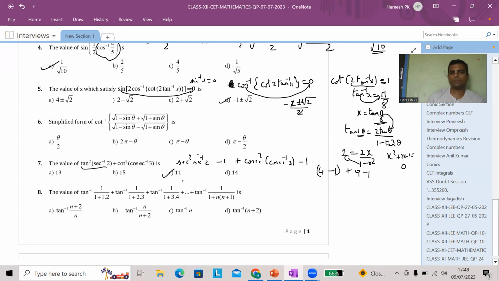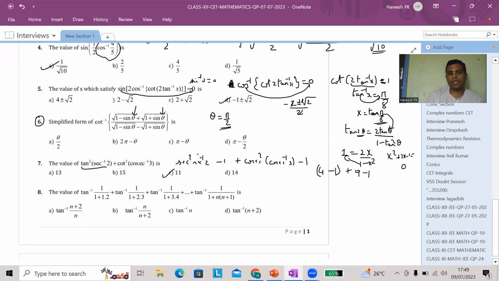So now, for the sixth question, I would recommend an easy method. Just substitute theta as 0. Okay, when you substitute theta as, or rather just substitute theta as 90 degrees. And substitute theta as pi by 2.